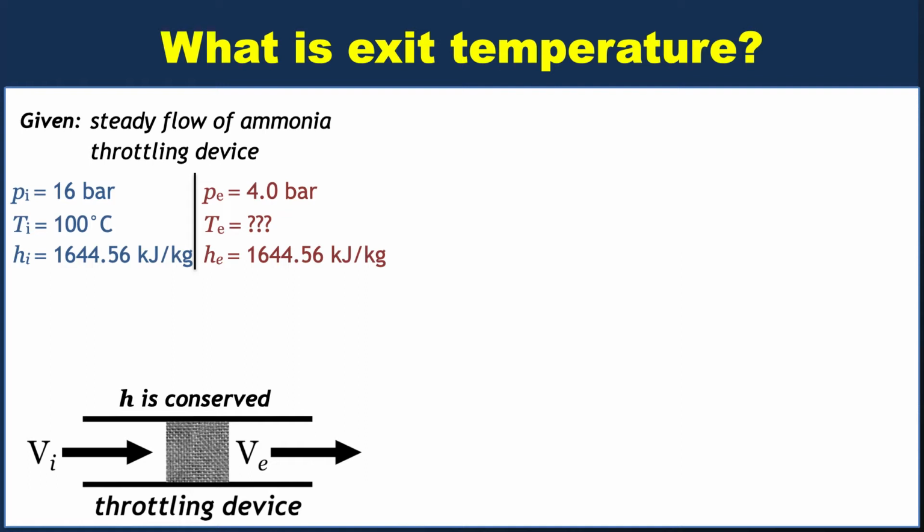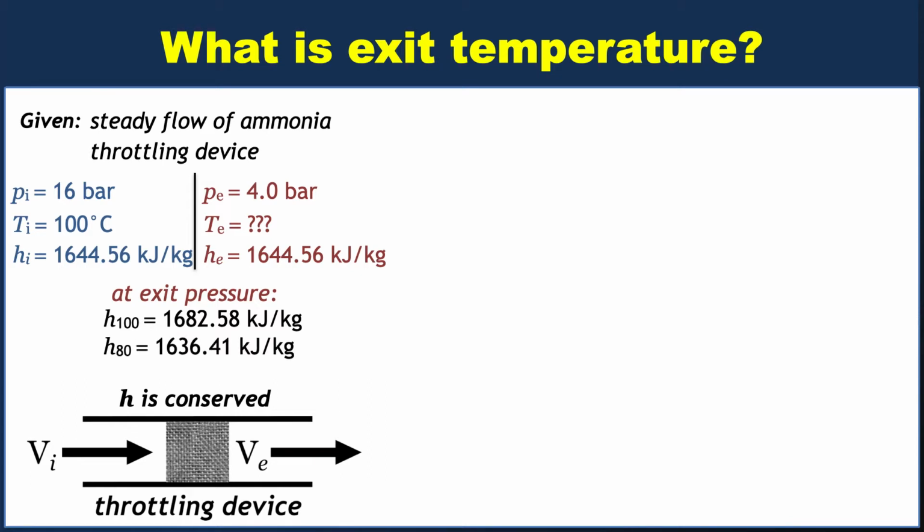Let me show you. So if we look in the back of your book at superheated ammonia, we find that at 100 degrees C and 4 bar, the specific enthalpy is 1682.58 kilojoules per kilogram. At the same pressure, but at 80 Celsius, we find that it's 1636.41. Those two values bracket the specific enthalpy that we're interested in, so now we can do an interpolation. And I'll actually walk through the steps to remind you how this works.